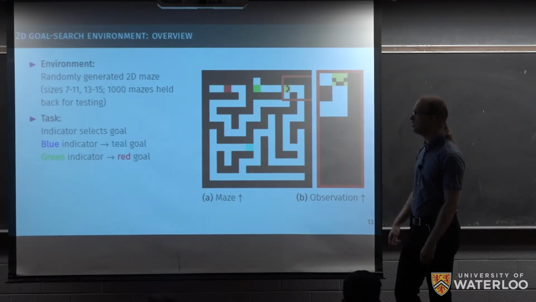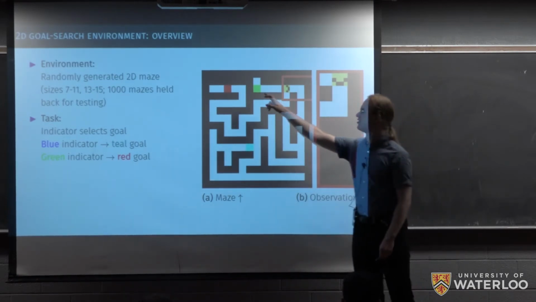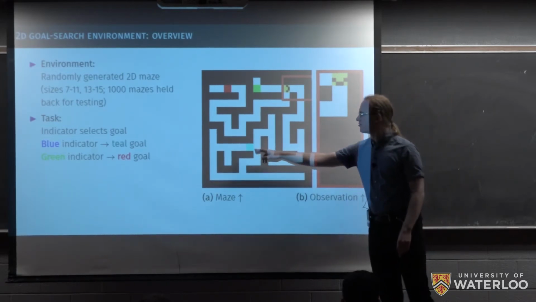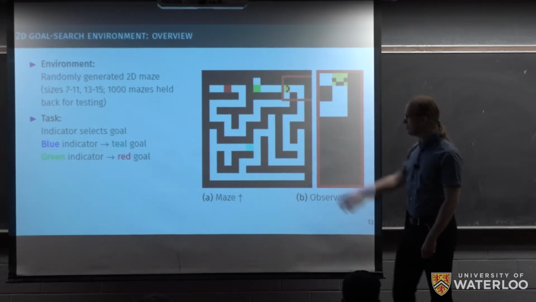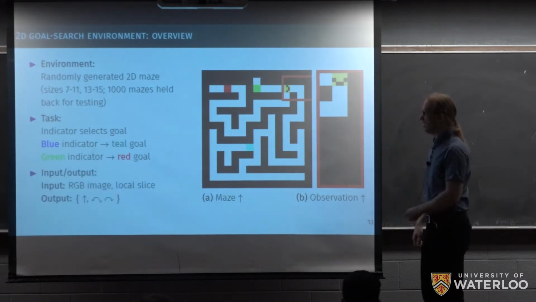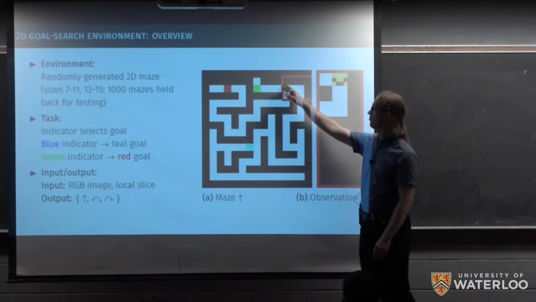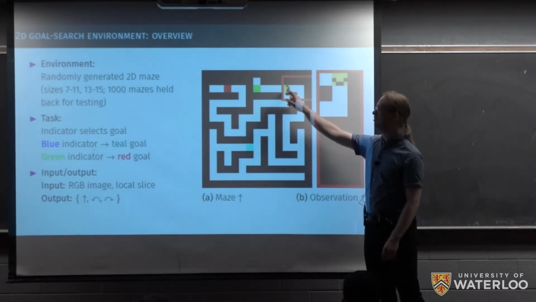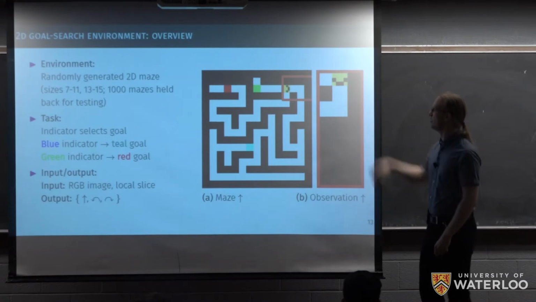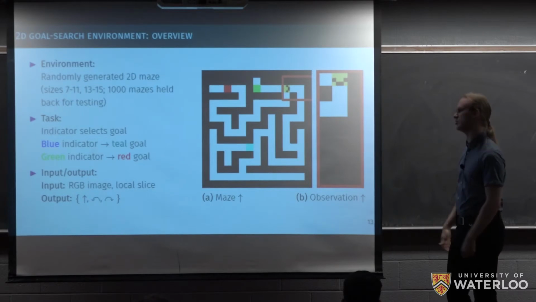So the task is the following. The agent starts up here, and it sees this indicator block, which can either be blue or green. If it's blue, then the agent only gets a reward when it visits the teal goal, and if it's green, then the agent has to visit the red goal. The observation provided to the network is this slice, which is an RGB image generated from the local environment of the agent. I forgot to say, this yellow block is the location of the agent, with the orientation indicated here. The output of the network is just one of three actions: moving forward, turning left, turning right.